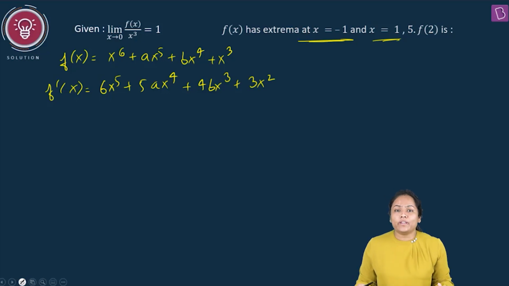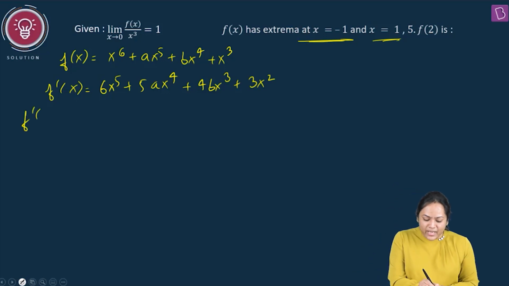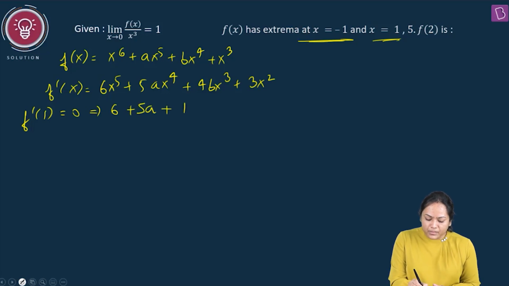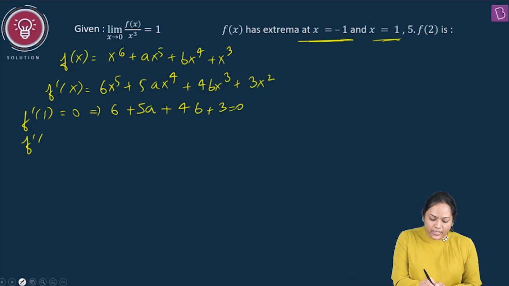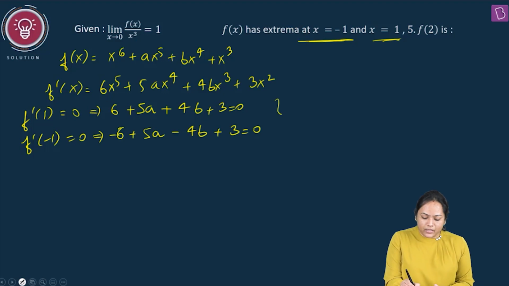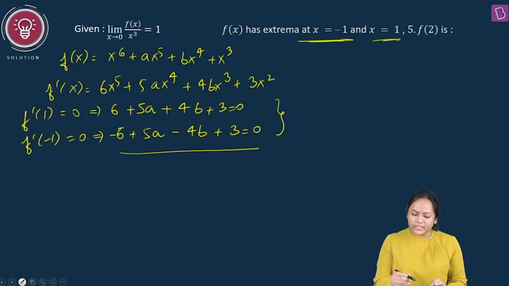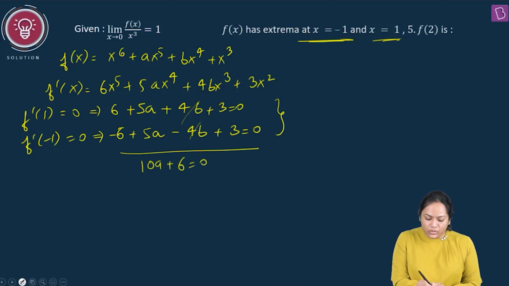So guys, start solving with me and let's find out quickly what the values of a and b come out as. When I put f'(1) as 0, I'm going to get 6 + 5a + 4b + 3 = 0. Similarly, when I put f'(-1) as 0, it's going to come out as -6 + 5a - 4b + 3 = 0. And when I add these two conditions, definitely b is going to get cancelled out. And I'm going to get 10a + 6 = 0. So from here, the value of a is coming out as -3/5.